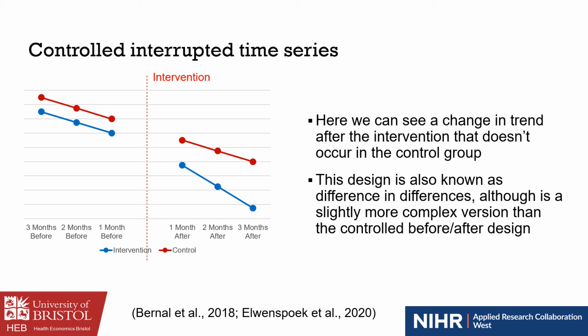Finally, we have a controlled interrupted time series design. This combines the advantages of a controlled before and after design and the interrupted time series design. It allows us to compare the trends before in the control and intervention groups and see if any changes in trend after the intervention are different between the groups.